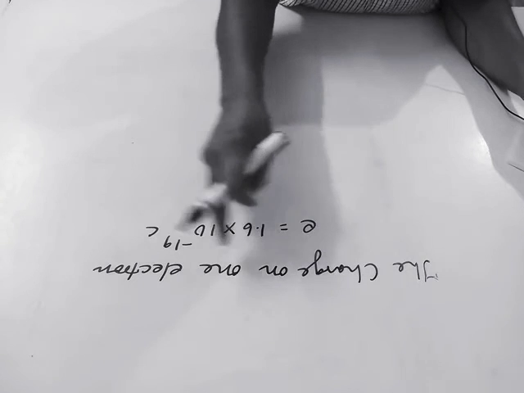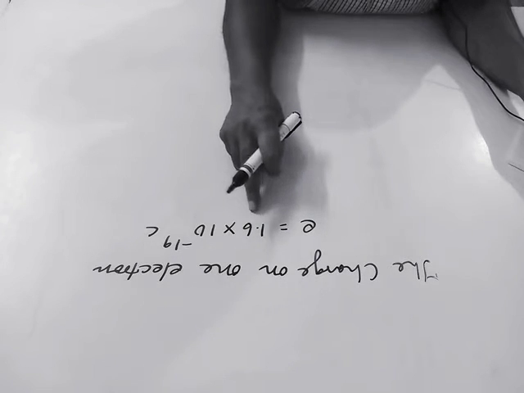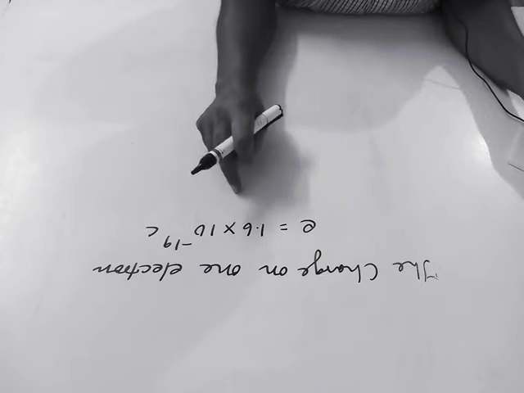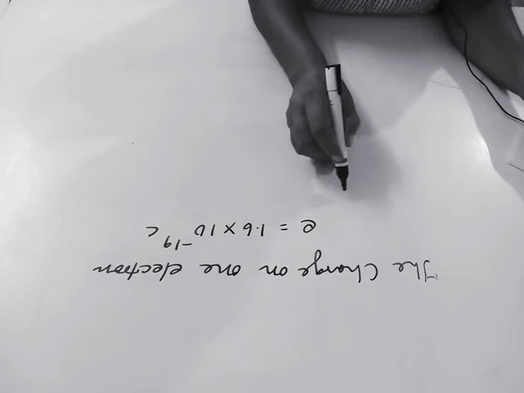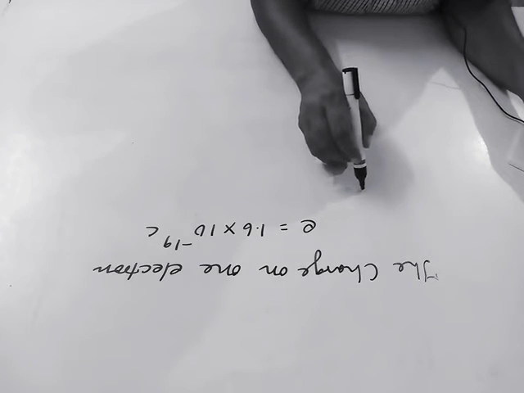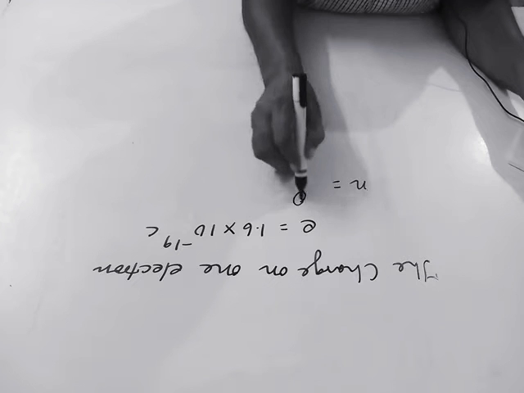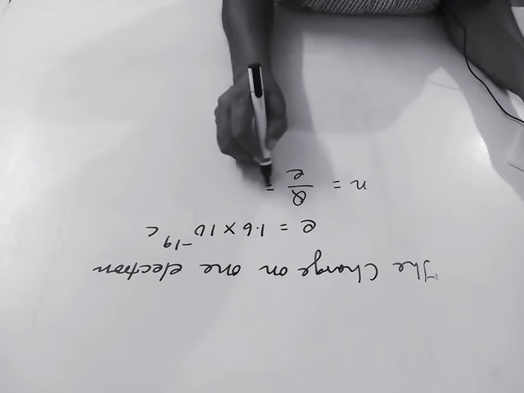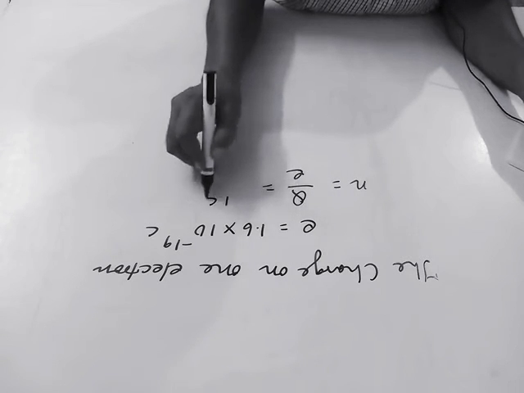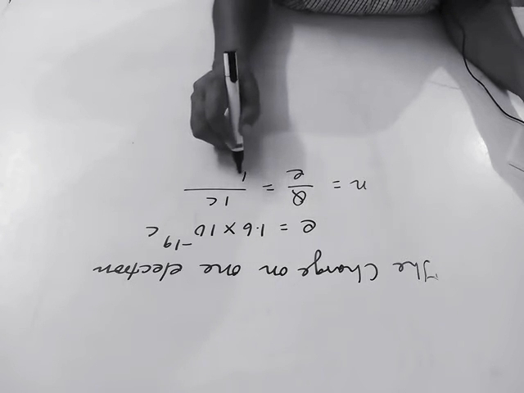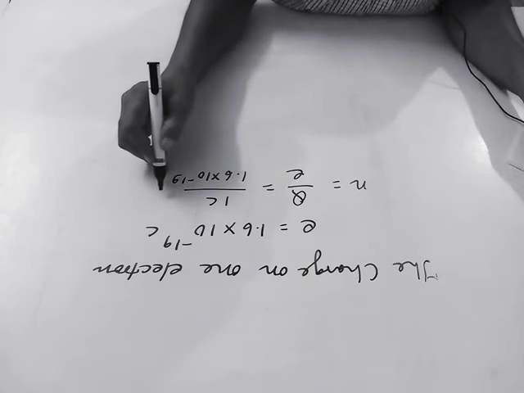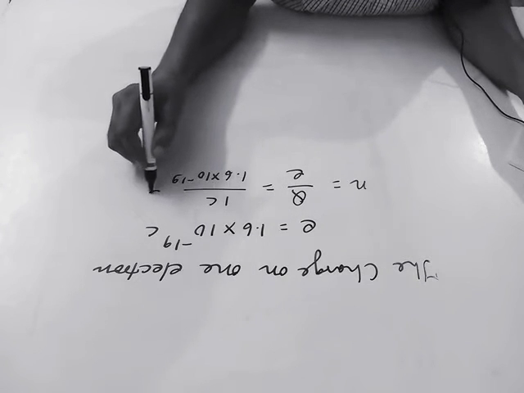The charge on one electron is 1.6 × 10^-19 coulomb. So 1 coulomb is equal to how many electrons? We have to find n, the number of electrons. Here n is equal to q by e, that is equal to 1 coulomb by 1.6 × 10^-19. This many electrons.